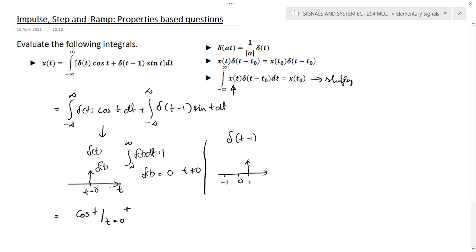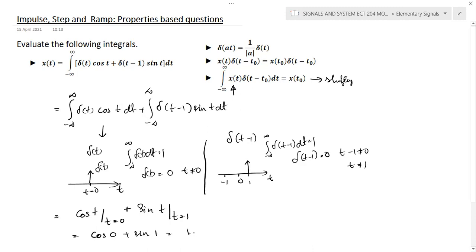So del of t minus 1 exists at t is equal to 1, and the area of this particular shifted impulse signal is equal to 1, and the signal does not exist when t minus 1 not equal to 0 or t not equal to 1. So the second part, you can evaluate at x of t0. So sine t you can evaluate at t is equal to 1. So it becomes cos 0 plus sine 1. So cos 0 is 1, so 1 plus sine 1.